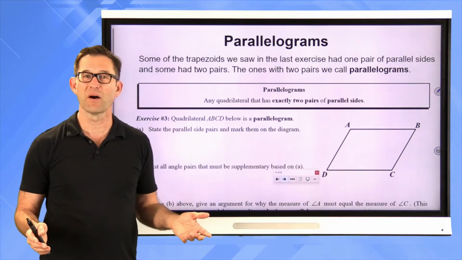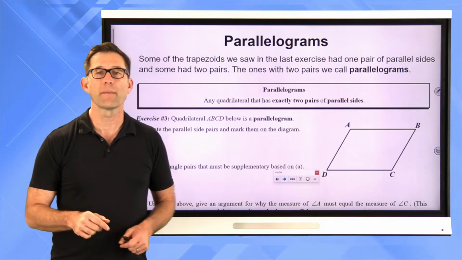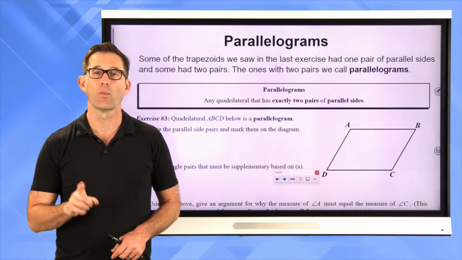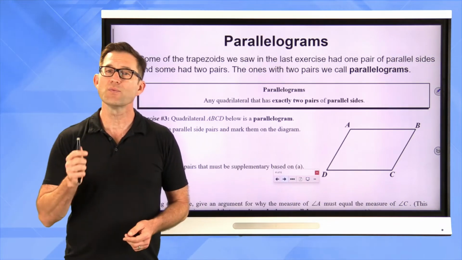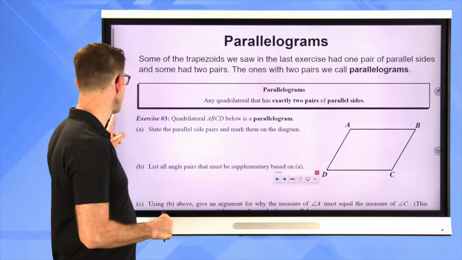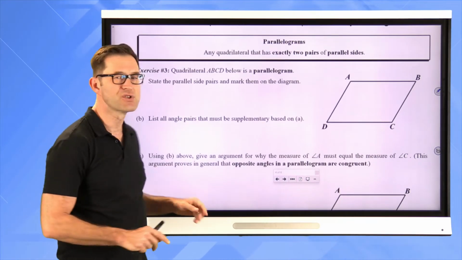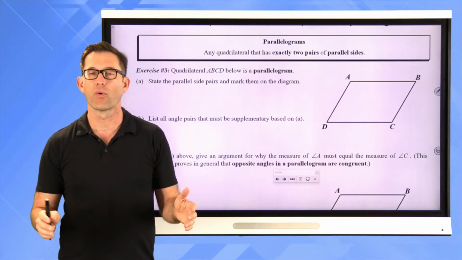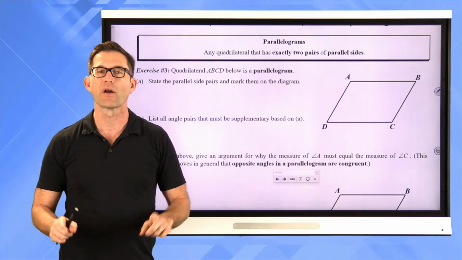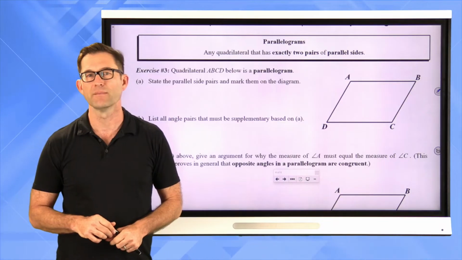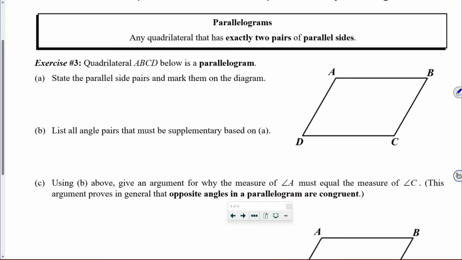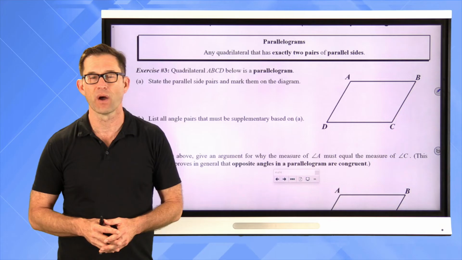So let's talk about parallelograms. Some of the trapezoids we saw in the last exercise had one pair of parallel sides, and some had two pairs. The ones with two pairs we call parallelograms. And even though the trapezoids are the most broad category, the parallelograms are the most important category. So let's talk about those a bit. Parallelograms. Any quadrilateral that has exactly two pairs of parallel sides. Exactly two pairs of parallel sides.